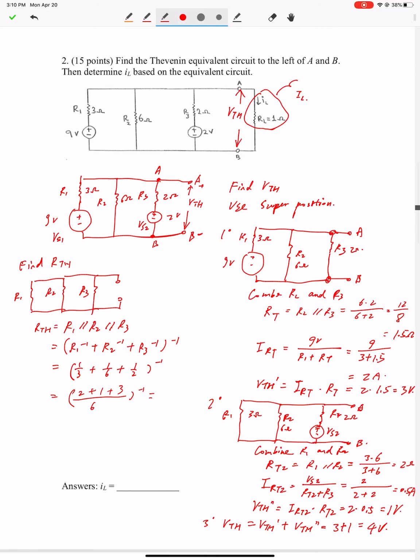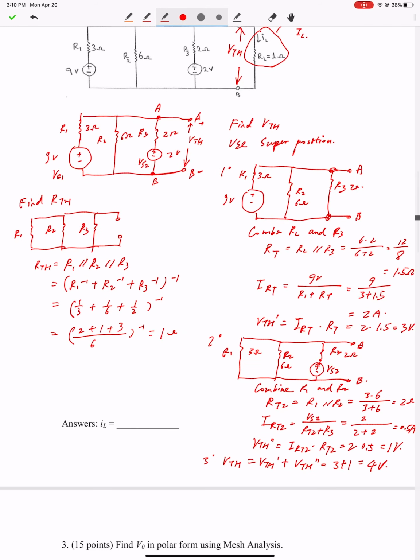6 over 6, that is 1. So the result is 1 ohm, right?